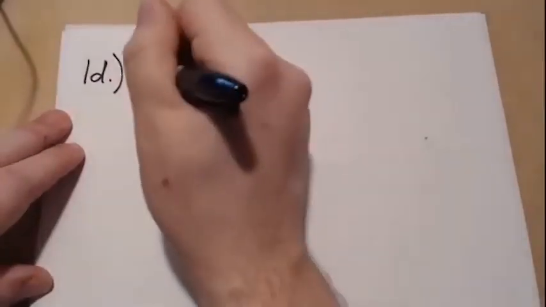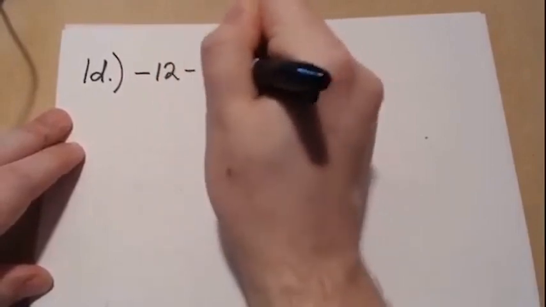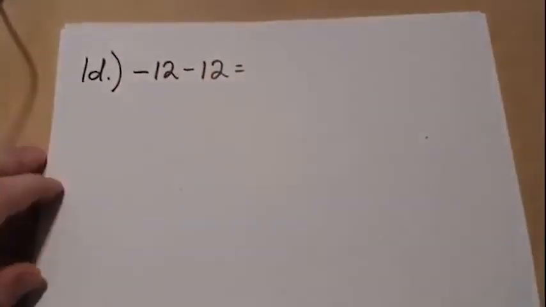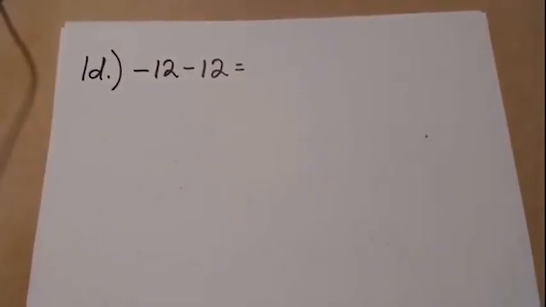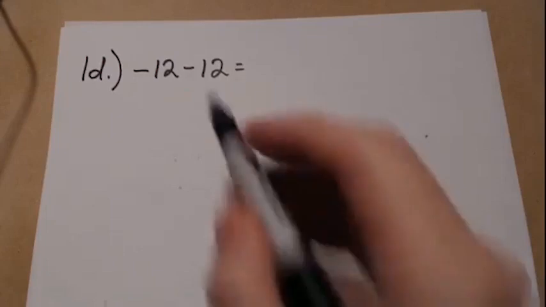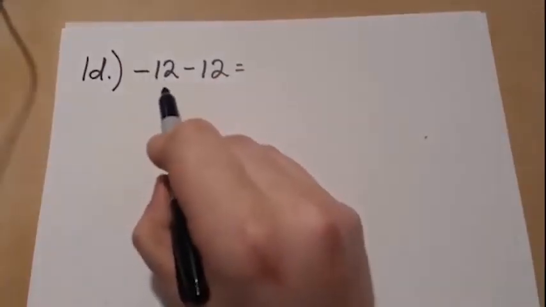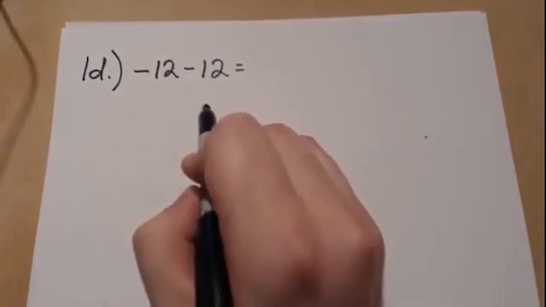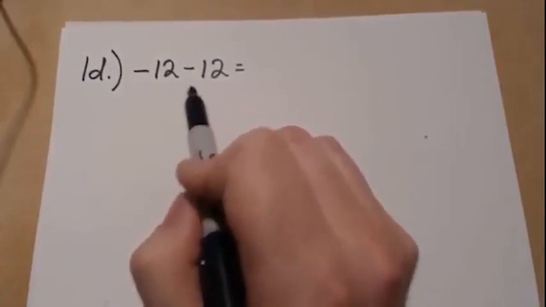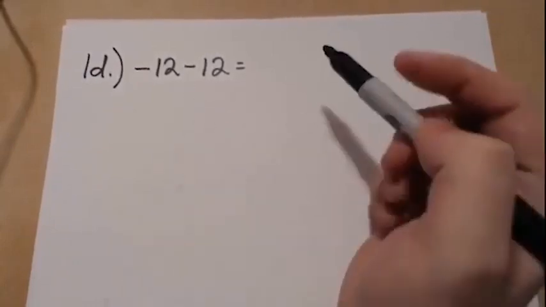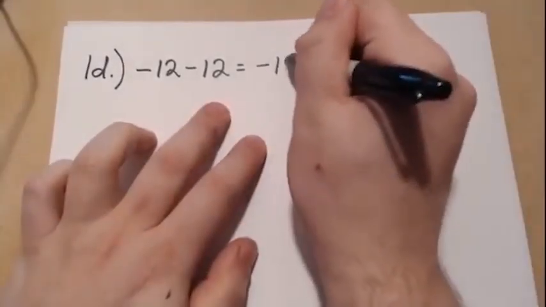(1D). We have negative 12 minus 12. I want you to look at that for a second. Okay, you think you have the answer? Well, if you're thinking it's 0, you are wrong. We're not adding opposites here. We see 12 twice. But it's negative 12 minus another 12. On the number line, we're moving left. We're going to end up with negative 24.